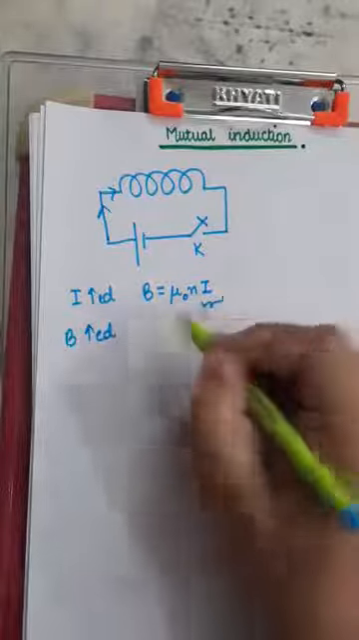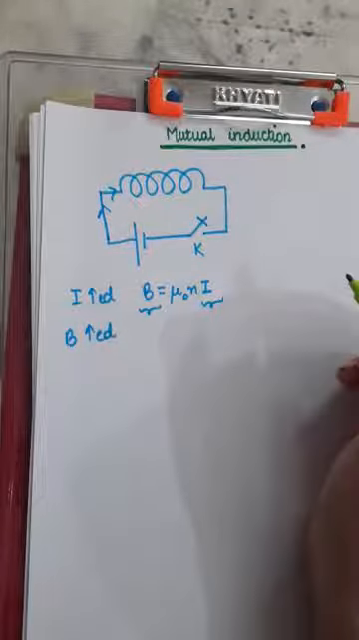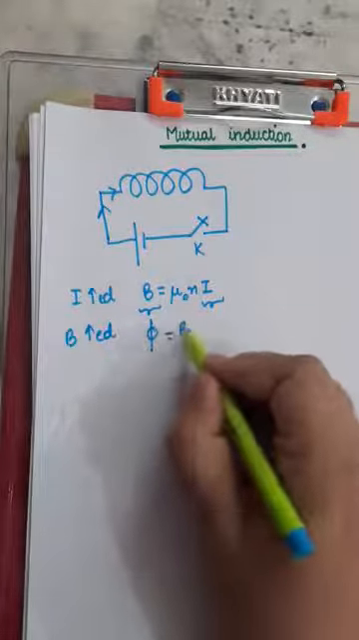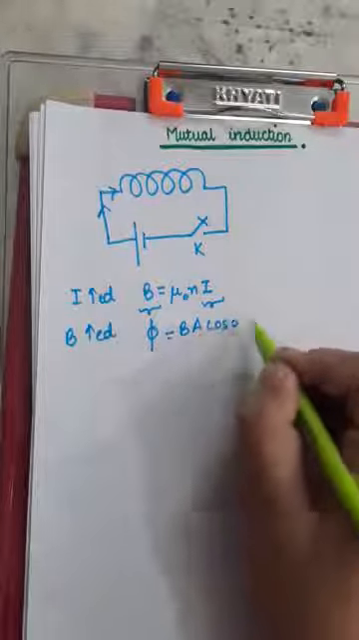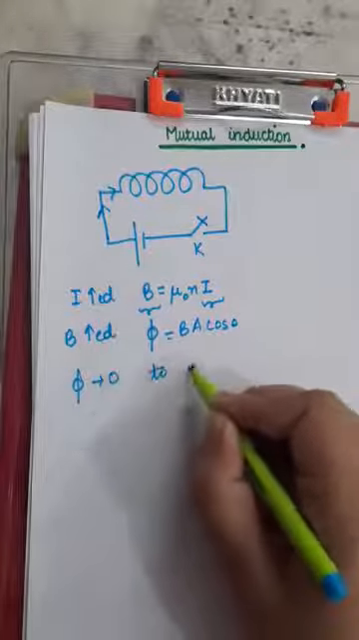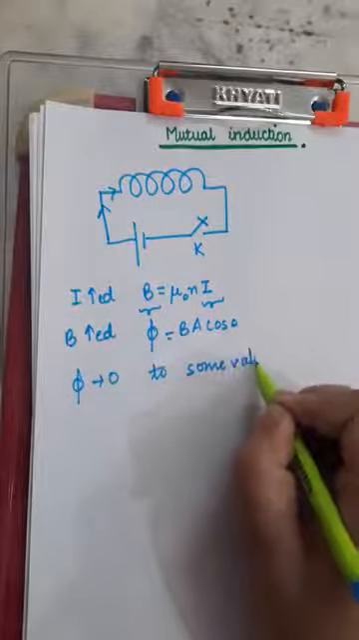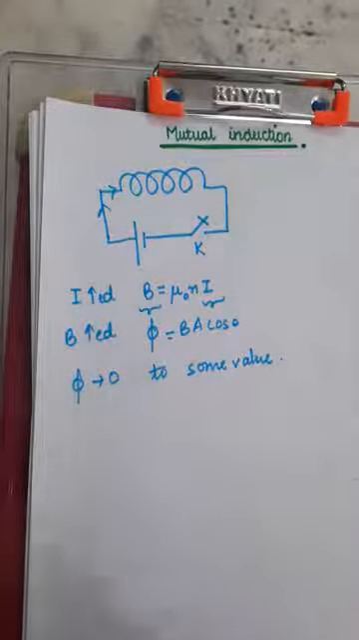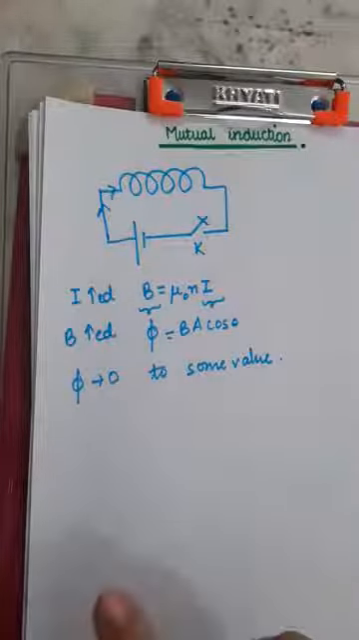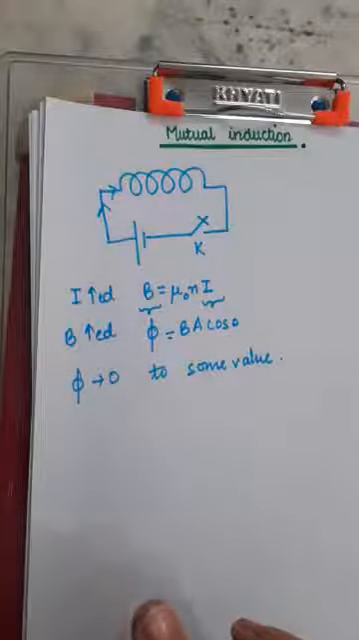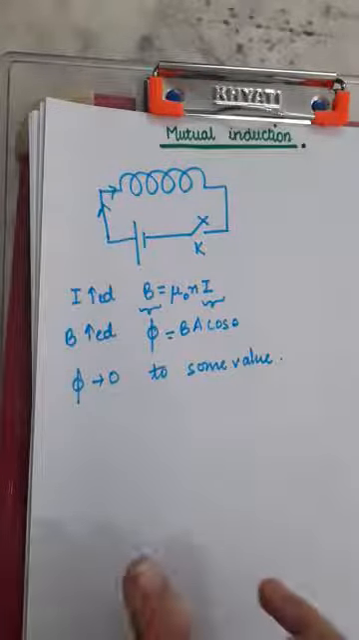So when current increases, the magnetic field also increases, due to which flux will also increase, because flux is B A cos theta. Now what did you see? That flux changed from 0 to some value, right? Flux changed from 0 to some value, because of which what happened? An EMF was induced. That EMF was induced in such a direction so that it can oppose its own cause.